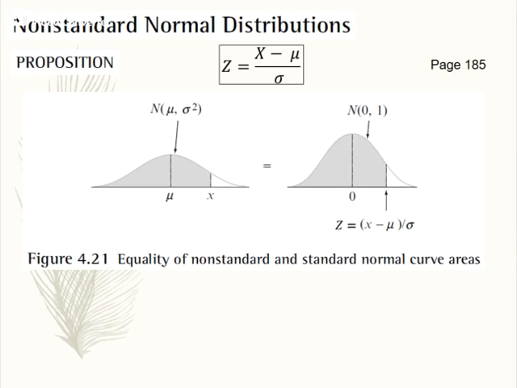So let's do an example together. Consider the following. So you have x, which is non-standard normal, and you want to find out what's the probability that x is less than or equal to 2.